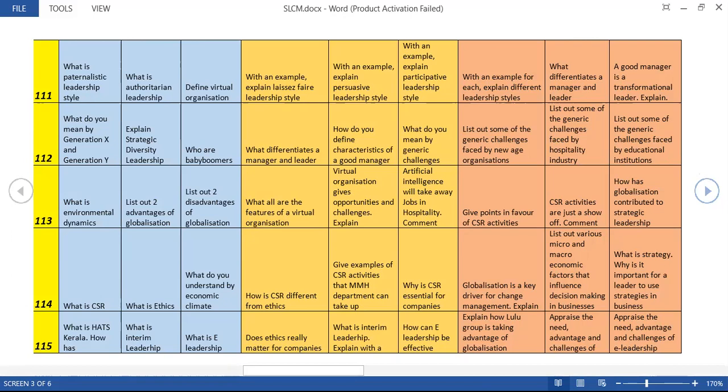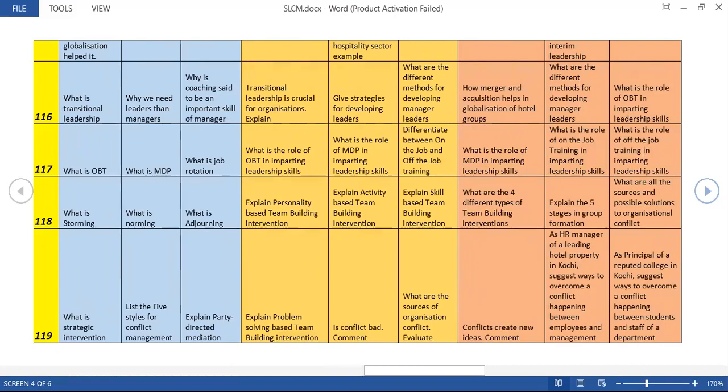Then what is interim leadership? That is when there's a leadership change from one person to another. So there's an acting leader in between to make the transition smooth or to fill the gap. So that is what interim leadership is. Then there's electronic leadership. That is what I'm taking for this class right now, e-leadership. Then what is ethics? Then how Lulu took advantage of globalization, then advantages and challenges of interim leadership, etc.